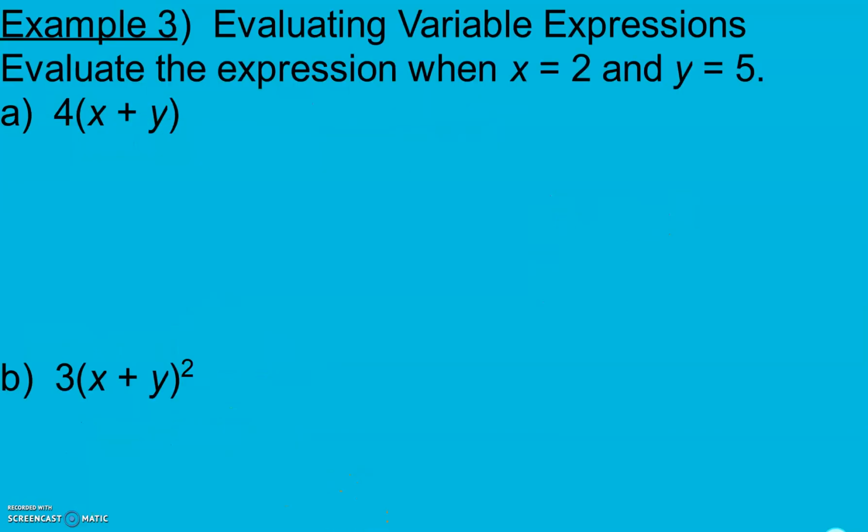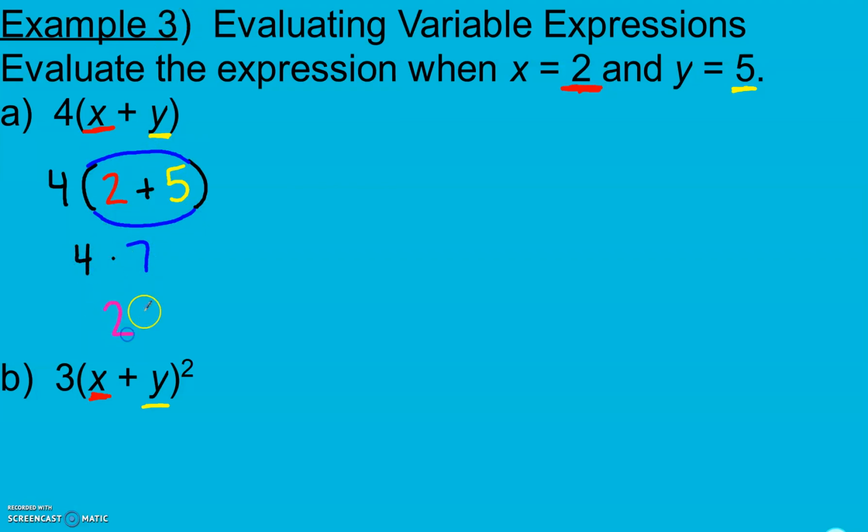Here, we're going to do the same thing, evaluate the expression. When x is 2, everywhere I see an x, I'm going to plug in a 2. And y is 5, so everywhere I see a y, I'm going to plug in a 5. So I'm just going to rewrite it here. I have 4 times x, which we said was 2, plus y, which we said was 5. So all I did is replace them for now. And now I can use PEMDAS to simplify. So I have to do my parentheses first, which gives me 7, still being multiplied by 4, with a final answer of 28.